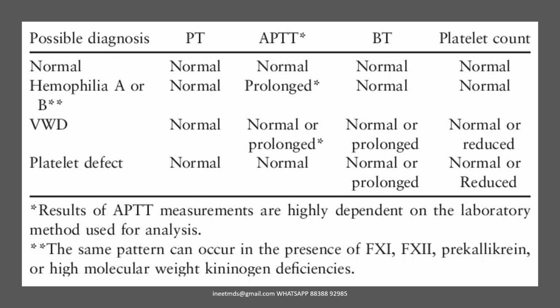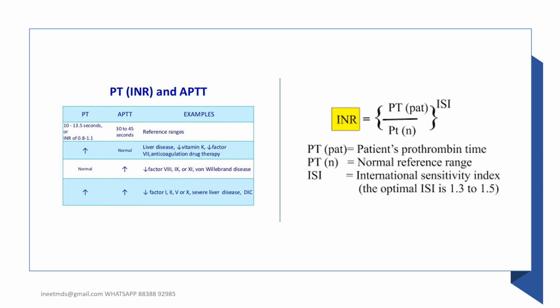Next are the findings which you see related to PT, APTT, bleeding time and platelet count. In the normal condition, everything is normal for a patient. In case of hemophilia, the APTT will be prolonged, whereas in case of a platelet defect, the bleeding time will be prolonged and the platelet count will be either normal or reduced, whereas the other features pertaining to clotting will be normal, because a platelet defect is a bleeding disorder, which means the bleeding time will be prolonged.